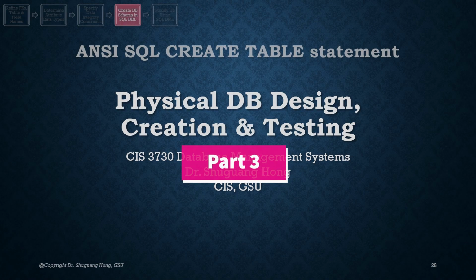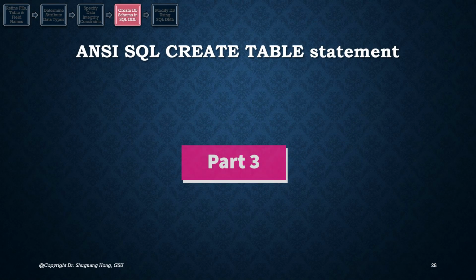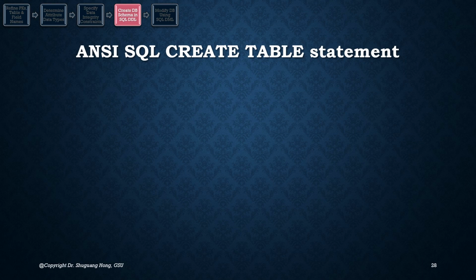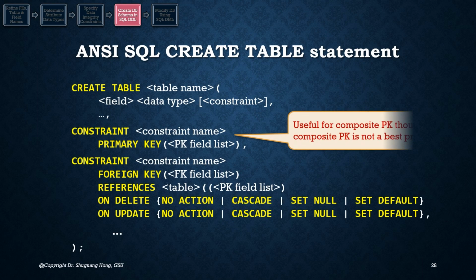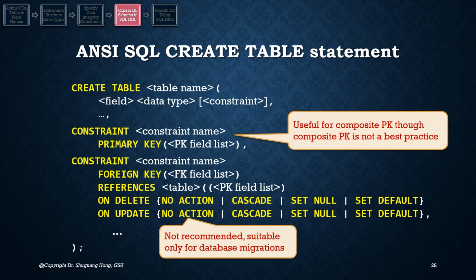The ANSI SQL standard on the create table statement is summarized on this slide. Note about the primary key clause in the standard. It is useful for defining a composite primary key. If the primary key is singular, the reserved words, primary key in the key field clause is simpler. Note also the NO action option in the referential integrity constraints.